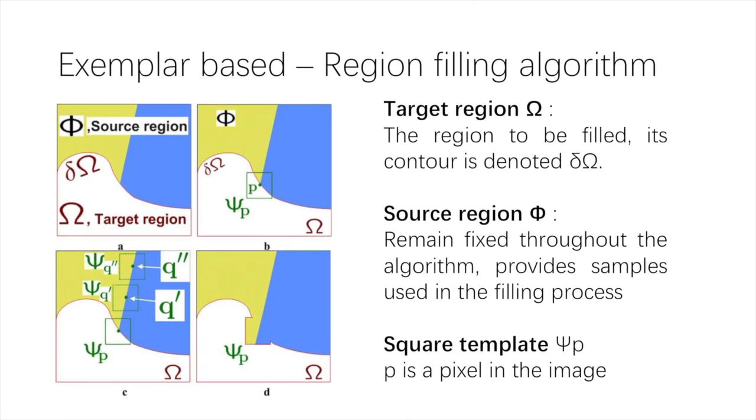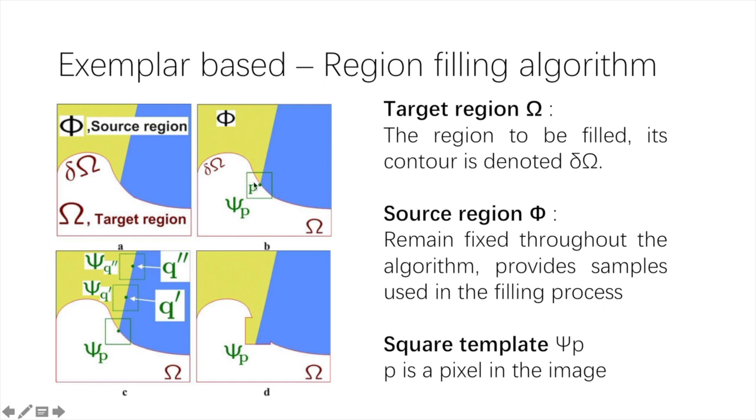Region filling is an old but classic exemplar-based method. Here we see 4 images. We call the region to be filled the target region, and this contour is denoted by ∂Ω. This part is called the source region, Φ. It provides samples used in the filling process.